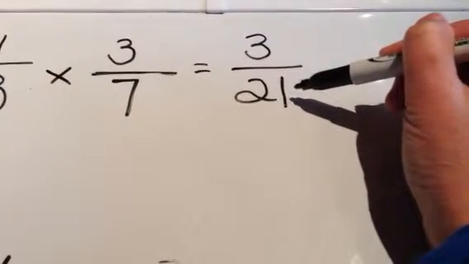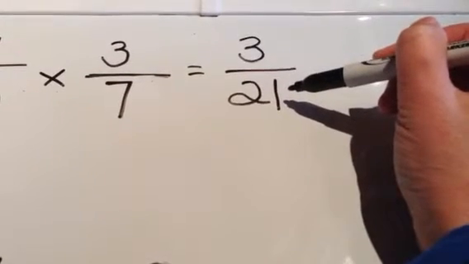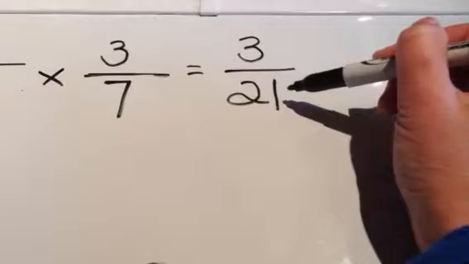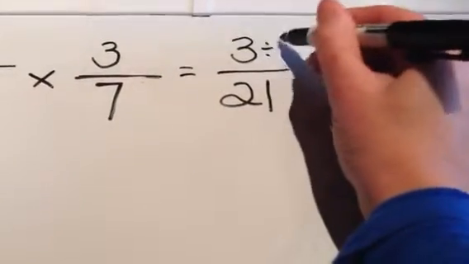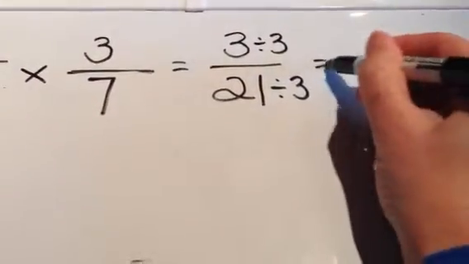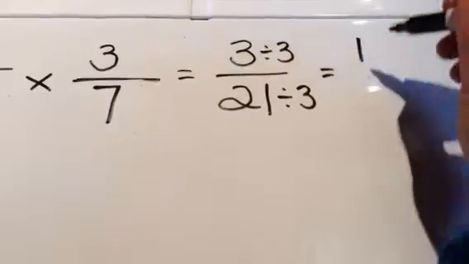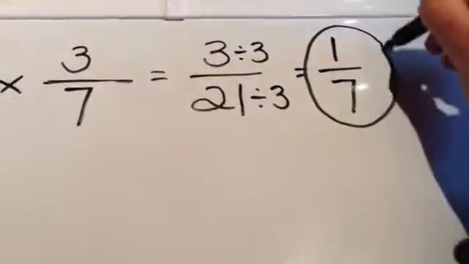However, we do note that this fraction can be reduced, and we always want to write it in the lowest form. So there is a number that goes evenly into both 3 and 21, and that number is 3. So we can divide both of these numbers by 3. 3 divided by 3 is 1. 21 divided by 3 is 7. And 1/7 is the final answer.